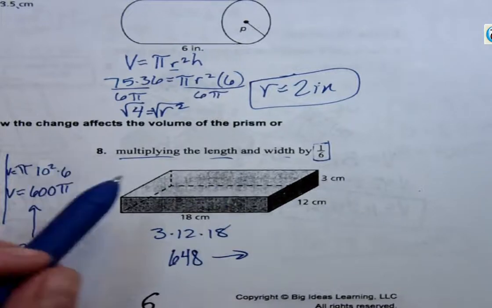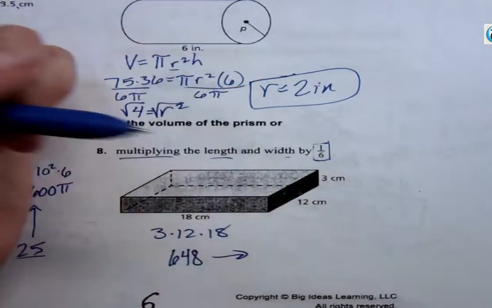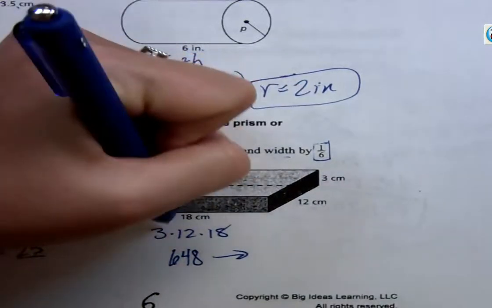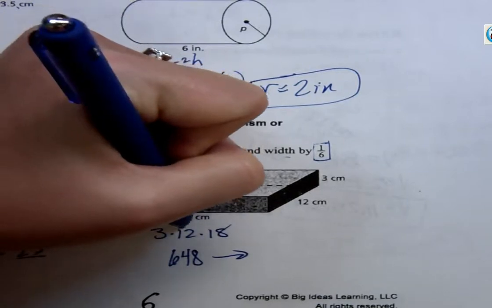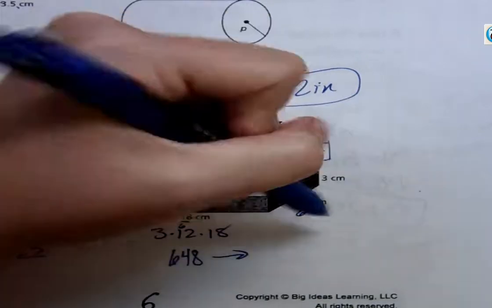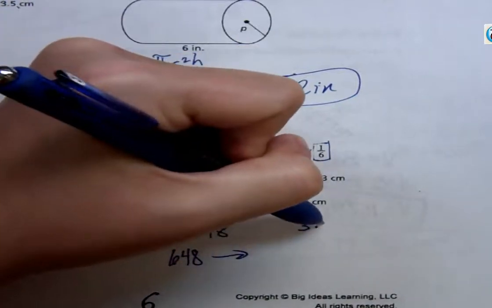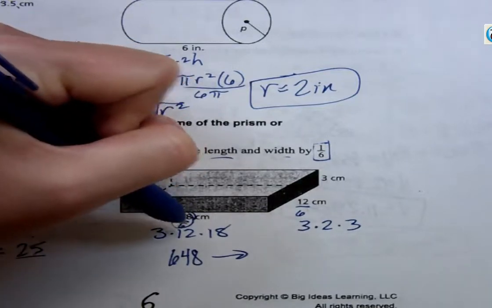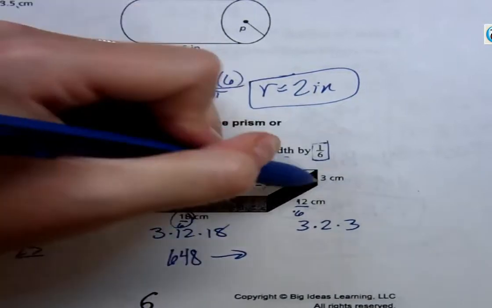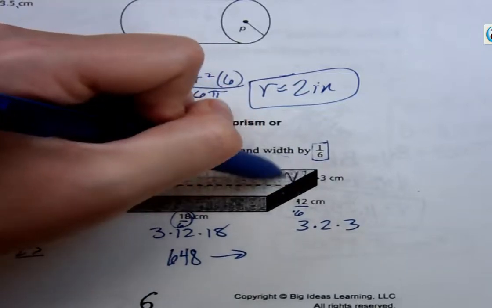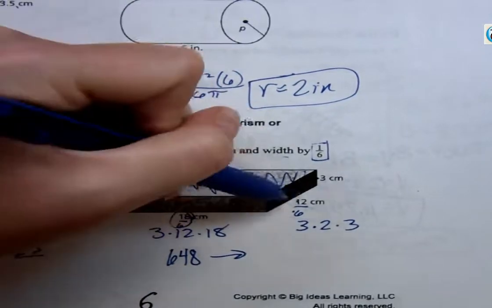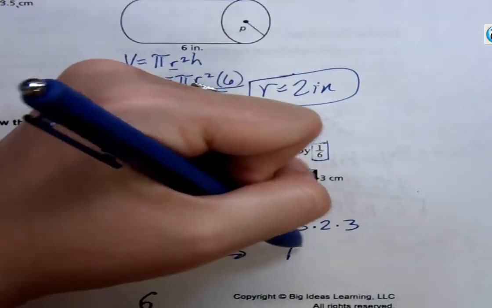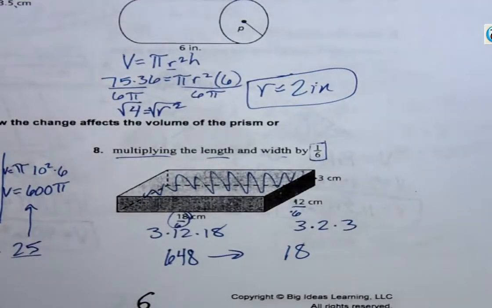Let's figure out what happens when we multiply the length by 1/6, which is the same as just dividing it by 6. So we're going to divide the 18 by 6. We're going to divide the 12 by 6. So it becomes 3 times 2 times 3. So this 3 comes from right here, 18 divided by 6. This 2 comes from right here, 12 divided by 6. And the 3 stays the same, because that is the height between the two bases on the top and bottom. So 3 times 2 times 3 is 18.